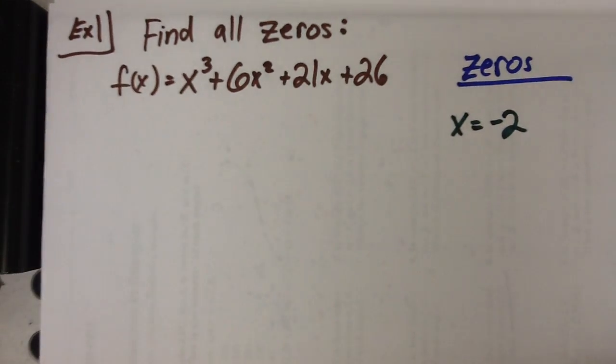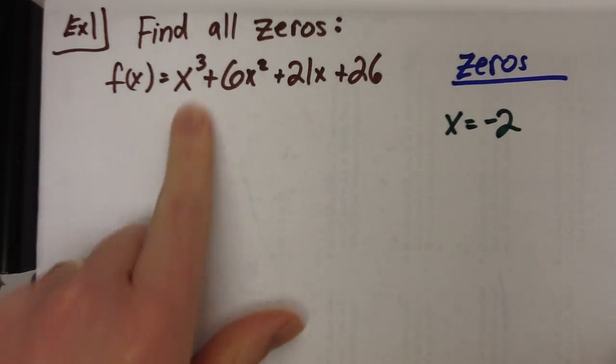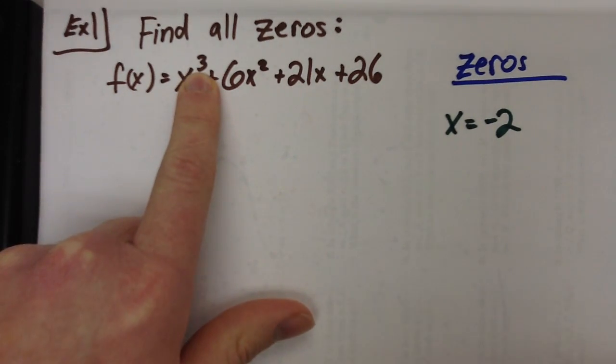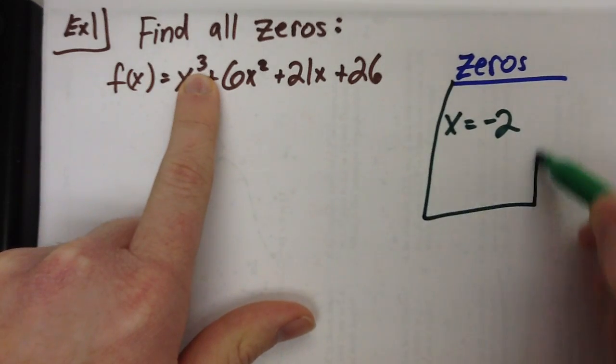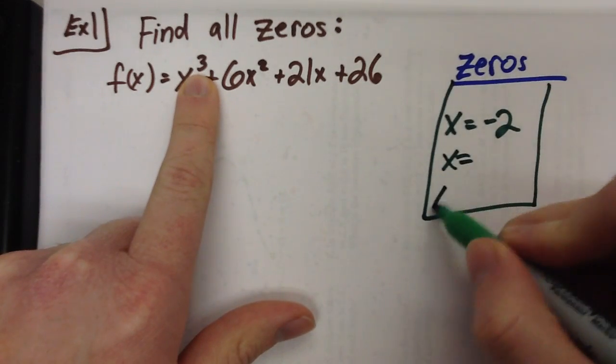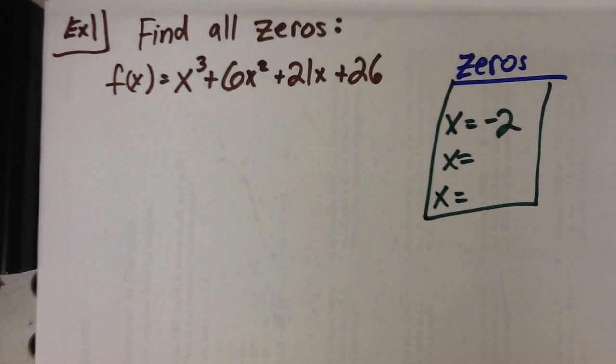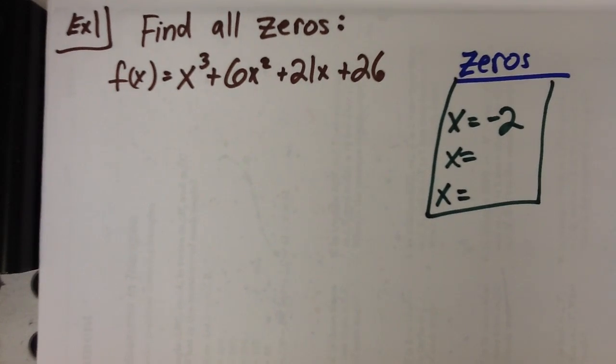Now, how many zeros should we have? Well, the degree is 3, so I should have room for 3 of these. I'm going to go ahead and get it set up for that. I better get 3 zeros. If I don't, I'm not doing something right.